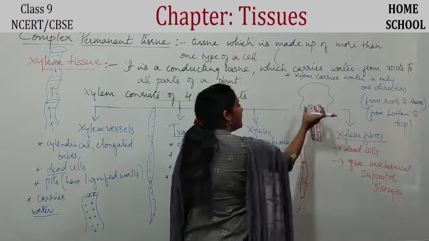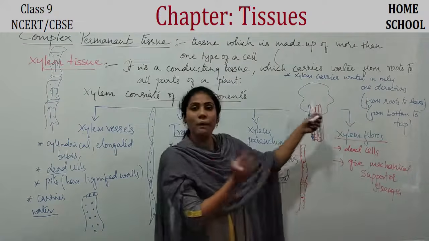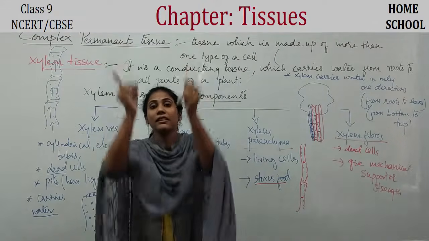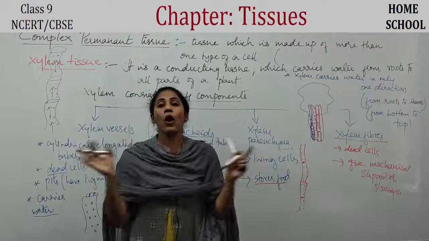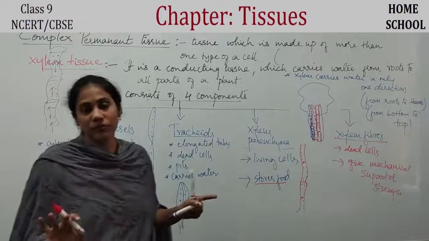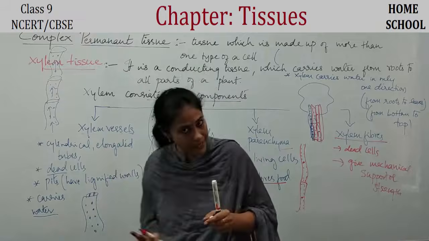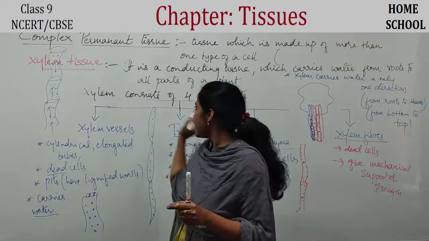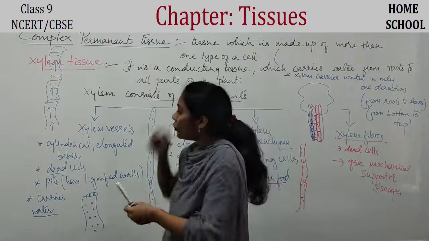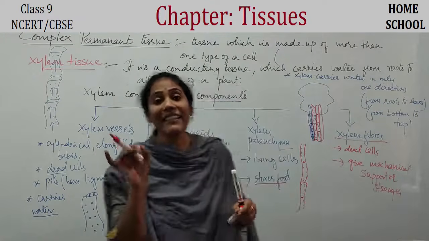This bundle is continuously present right from roots to all parts of a body. So all 4 components will stay together and form a long bundle. Clear? From bottom to all parts of a plant. So that is about the xylem tissue. What you have to remember about the xylem tissue compulsorily is, xylem consists of the 4 components, the names you should remember. And you should know that here xylem vessels and tracheids are helpful in conducting water.